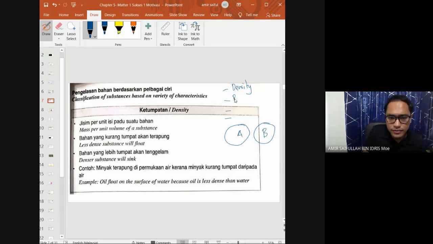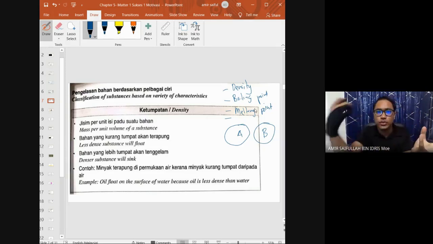Then you can see their boiling point. Are they changing their state from liquid into gas at the same temperature, at the same boiling point? If not the same boiling point, meaning to say they are different substances. Next, you see their melting point. Melting point is the temperature where the solid turns into liquid. Solid, keras, it becomes liquid. How?